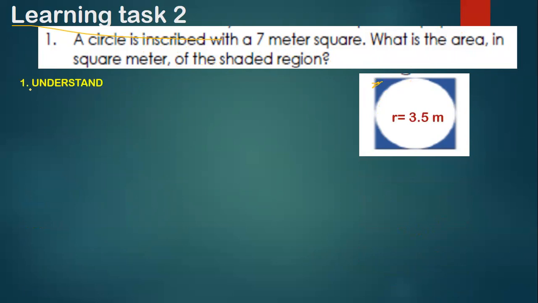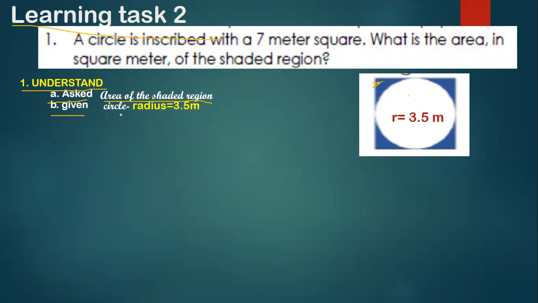First, you have to understand the problem. In understanding, you have to know what is asked. Anong tinatanong? What is asked in this particular problem is the area of the shaded region. And then, know the given facts. Anong mga given? So, meron tayo diyang square at meron tayo diyang circle. So, alamin natin kung anong given ng mga yan.